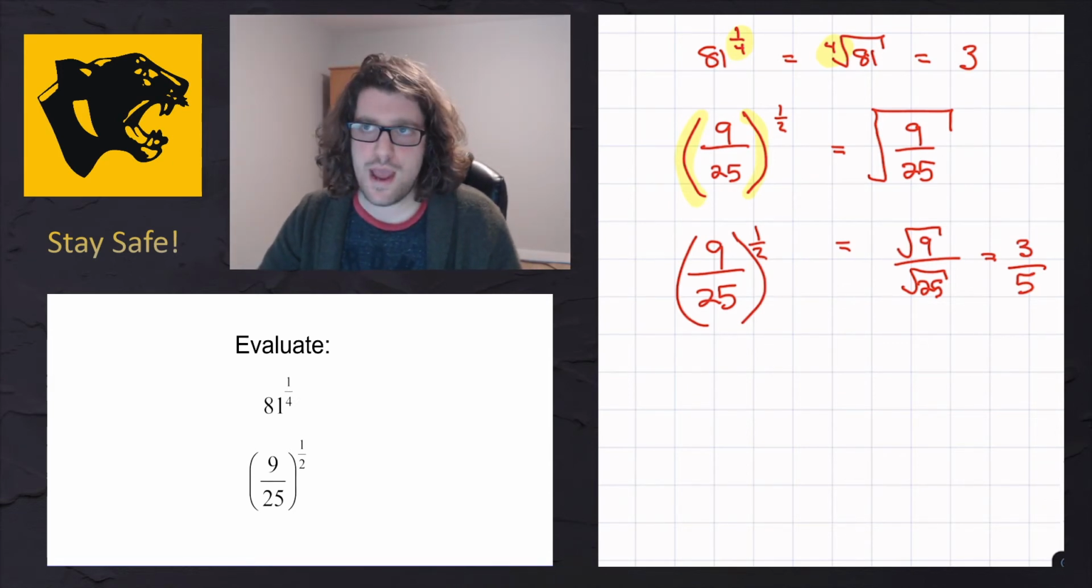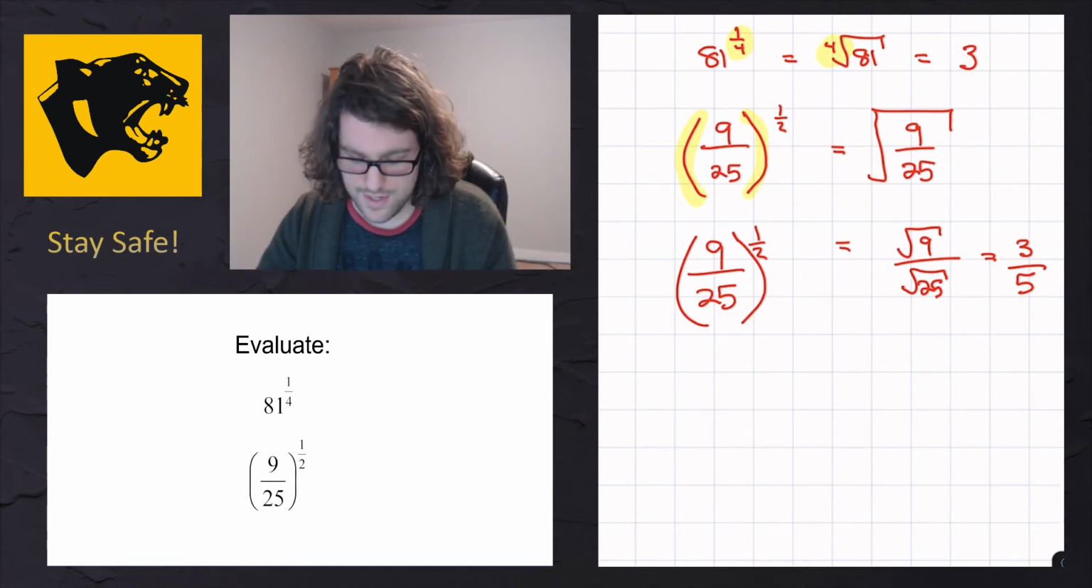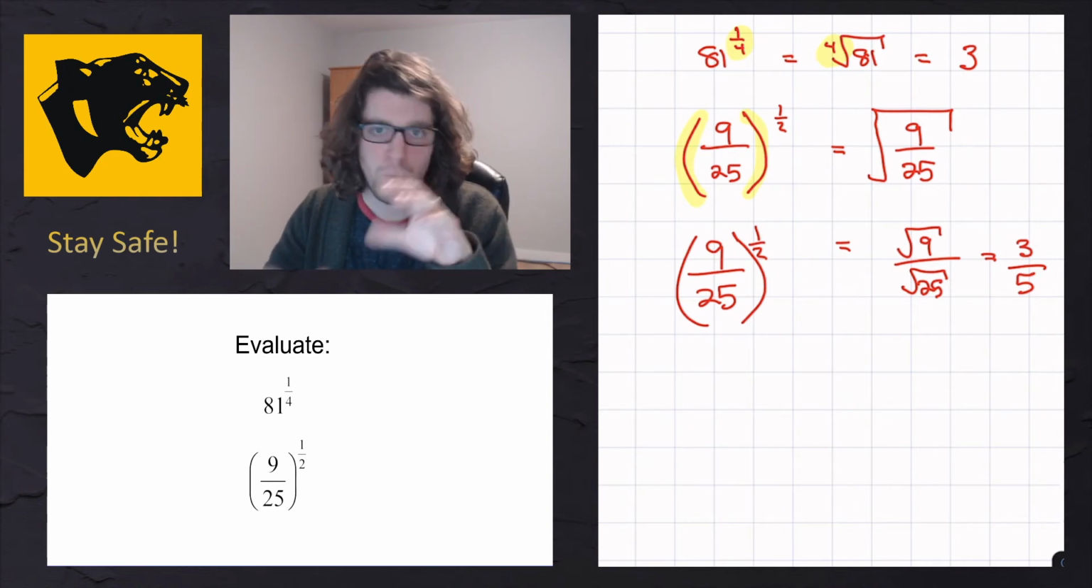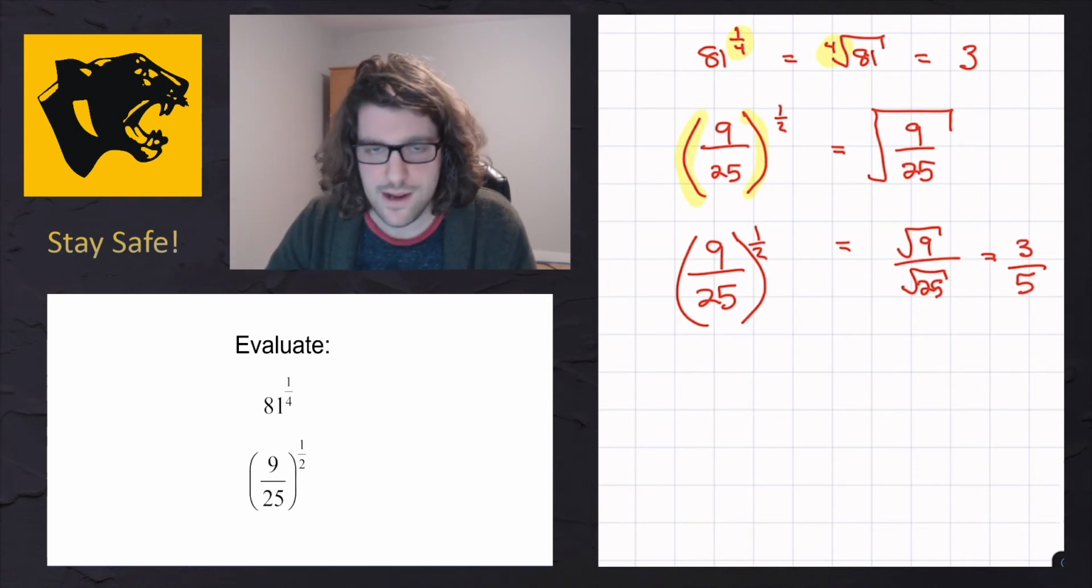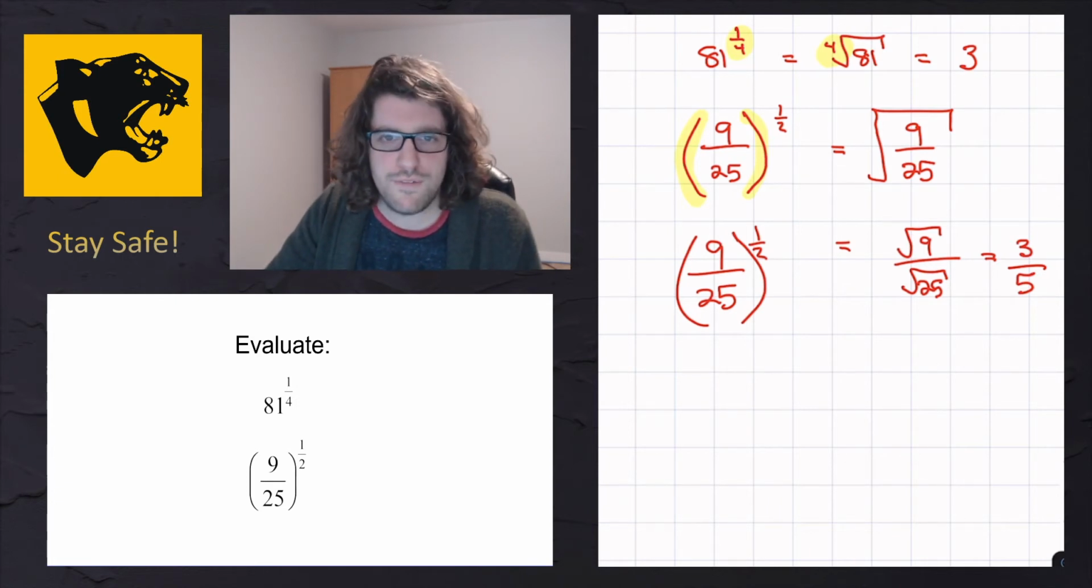So it is a power that is applying to everything inside of the bracket, in this case 9 over 25. And that's why we wrote the square root around the whole 9 over 25 bit when we turned it into a square root instead. So that's how we can evaluate fractional exponents.